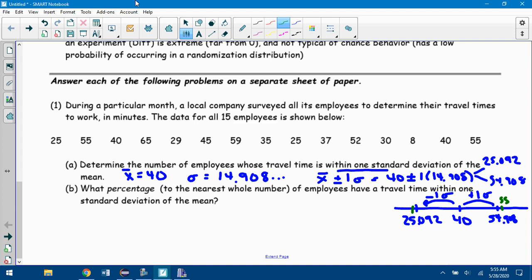So that's not within. But 40 is, 65 is too big, 29 is, 45 is, 59 is too big again, 35 is, we've already talked about 25, that's out, 37 is good, 52 is good, 30 is good, 8's way too small, 40 is good, again 55 is just out, you can't round it. So how many of those? 1, 2, 3, 4, 5, 6, 7, 8. So the answer to part A is 8.